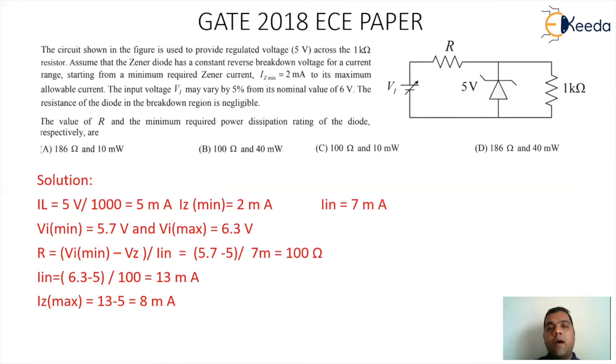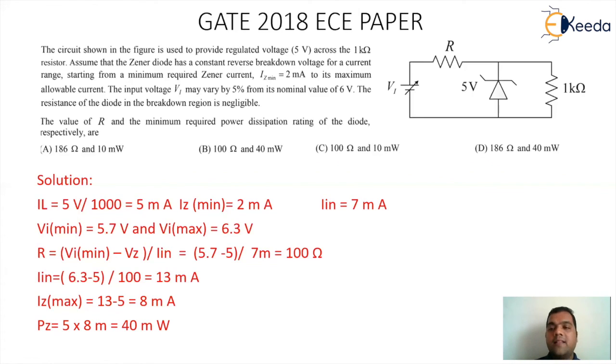Now the minimum required power dissipation rating of the diode is basically the power dissipation of our Zener diode. So we can take the power dissipation of the Zener as voltage into the maximum current. So the value of PZ will be taken as the voltage value VZ into IZ max. So VZ value is 5, IZ max value is 8 milliampere. So 5 into 8 is 40 milliwatt. So this is the minimum power dissipation rating of the Zener diode.